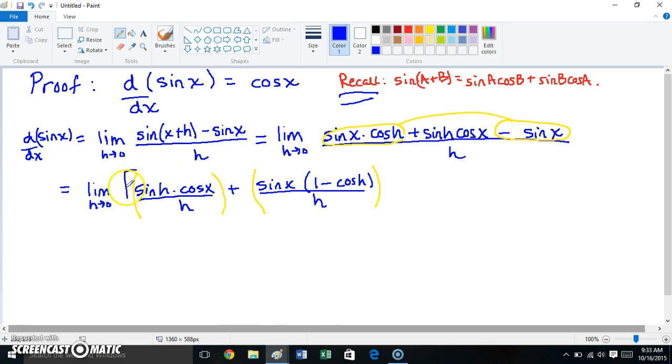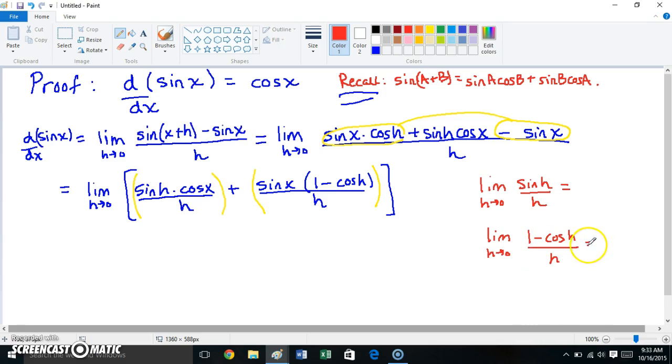Okay, we are taking the limit of this whole quantity, and we need to recall a couple other limits. The limit as h approaches 0 of the sine of h over h. Also the limit as h approaches 0 of 1 minus cosine of h over h. Okay. The first limit here is 1, and this limit is 0. All right, we're going to use both of those as we evaluate this limit.